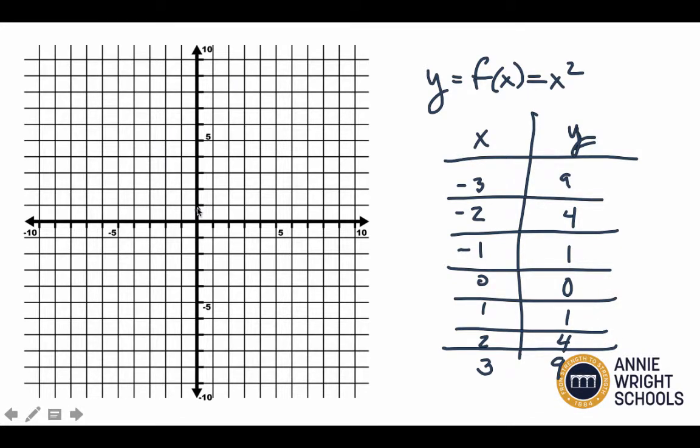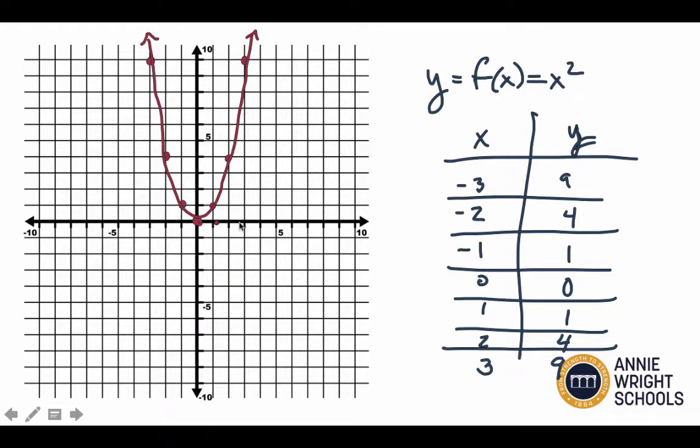If I were to graph those points, I'll use a nice red color here to make it easier to see: 0, 0; 1, 1; 2, 4; 3, 9; -3, 9; -2, 4; -1, 1. You start to see this symmetry here, and the shape is a curved one. I'm doing the best I can with this. It's much better on a whiteboard, but I'm getting there on my tablet. So here we go. Here's our shape.